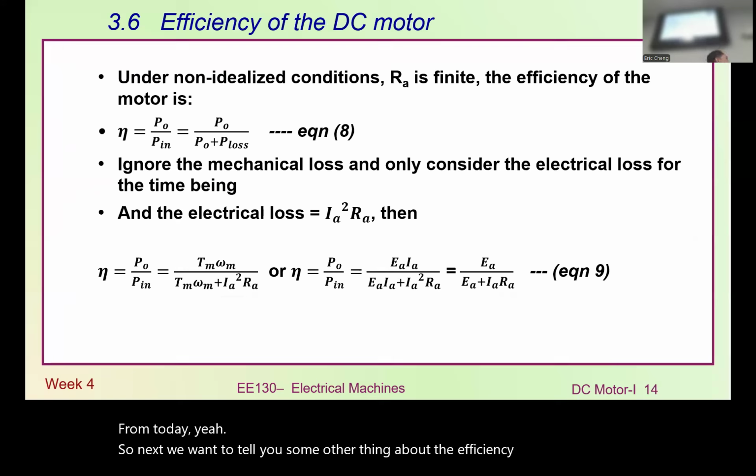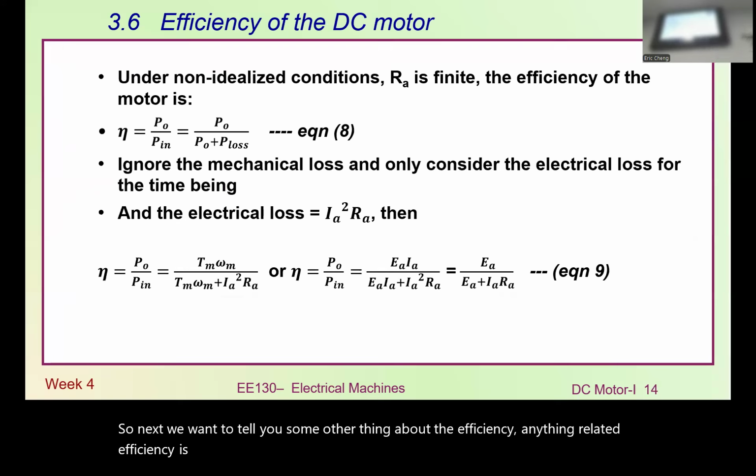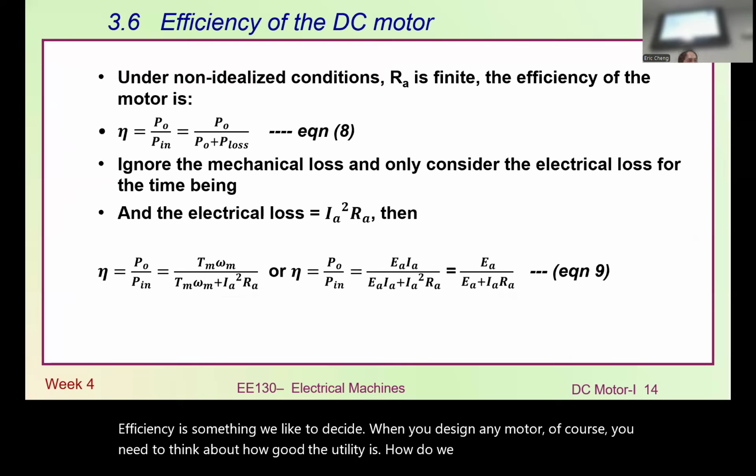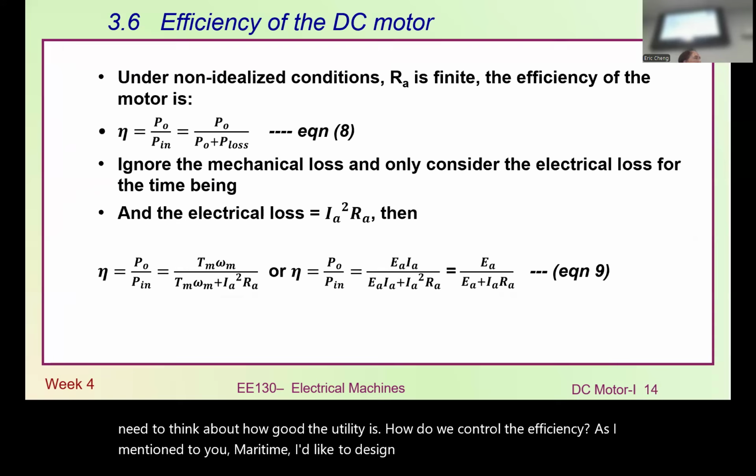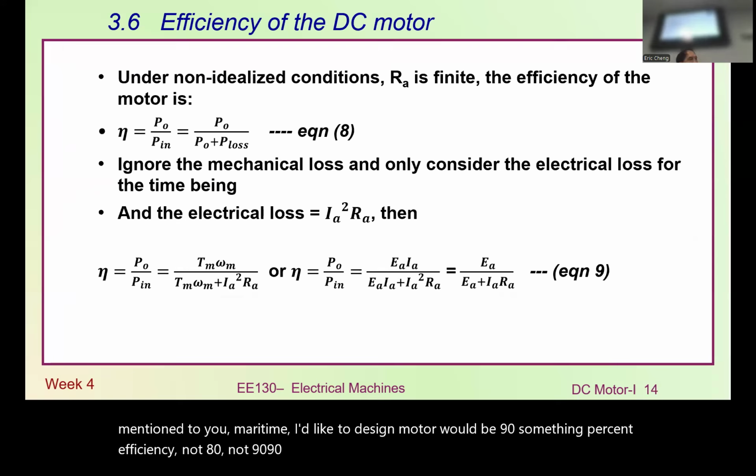Anything related to efficiency is something we like to design. When you design a motor, of course, you need to think about how good the efficiency is. How do we control the efficiency? As I mentioned to you many times, I like to design motors with 90-something% efficiency, not 80, not 90, 90-something will be more reasonable. Then we can see how we can do that. What is the control parameter?